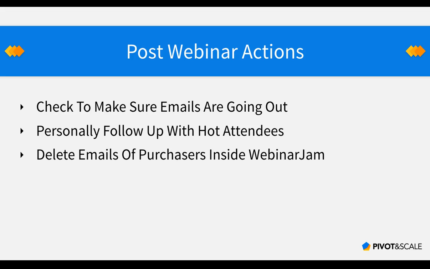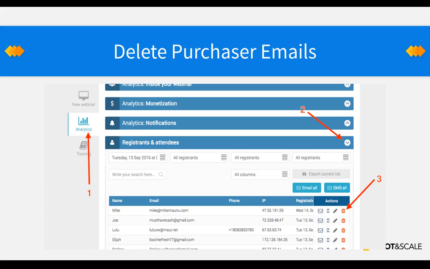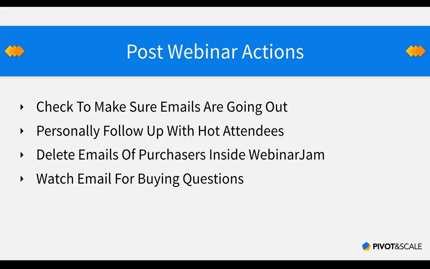Thirdly, you want to delete emails of purchasers inside Webinar Jam. Because we don't have sales tracking set up yet, they're still going to receive emails inside Webinar Jam, even if they already purchased from you, so make sure you do that. The way you do that is go back into Webinar Jam, click on the Analytics tab, go down to number 2, registrants and attendees, and delete the email of the person who purchased, so they'll stop receiving the follow-up emails.